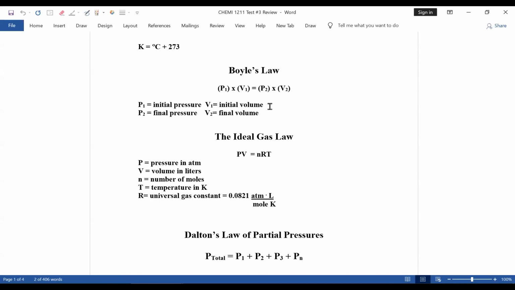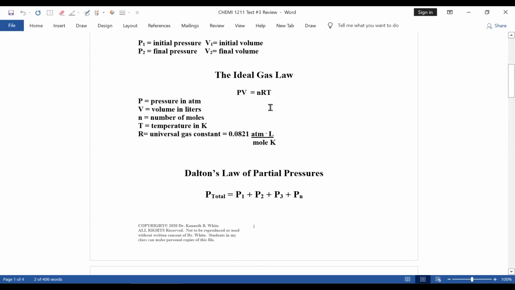All right, next is the ideal gas law, PV equals nRT. This will be given to you. Remember, P is pressure in atmospheres. You're always going to get it in millimeters of mercury or torr, so you'll have to convert it. V is in liters. If I give you volume, it will be in liters. N is moles, but you'll get grams, and for test 2, you learned how to go from grams to moles.